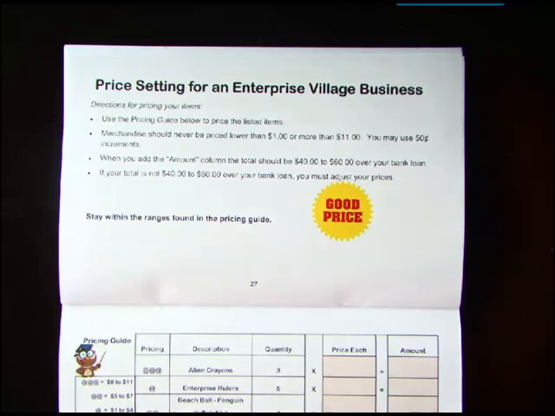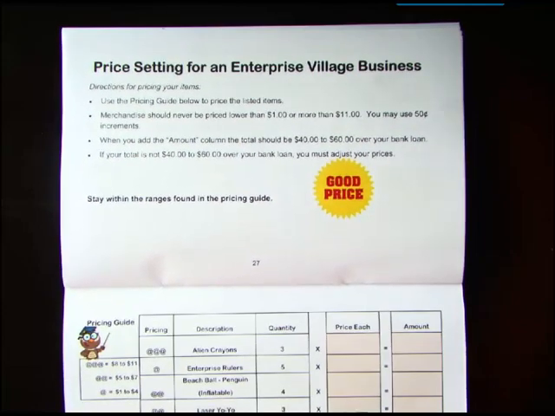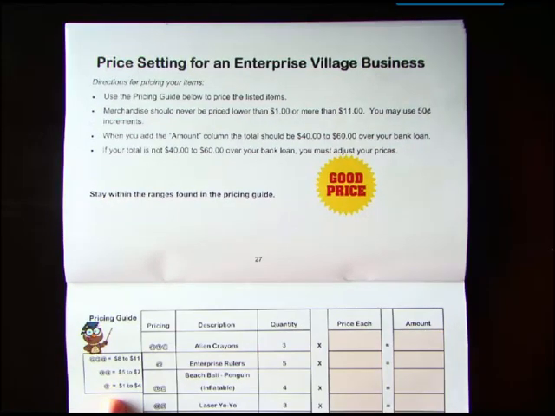Okay, so let's take a look at page 27 and 28 in our activity guides. It says, use the pricing guide below to price the items listed. Okay, this is your pricing guide over here on the left, and then the items are then listed in the middle section.